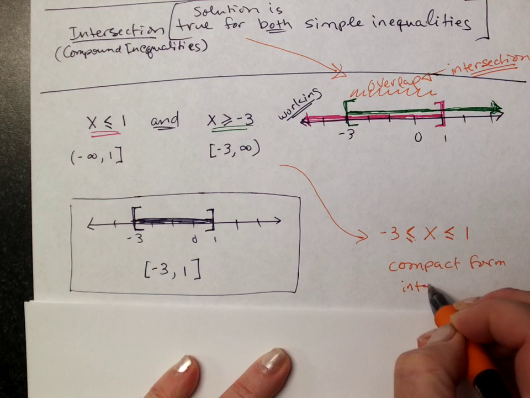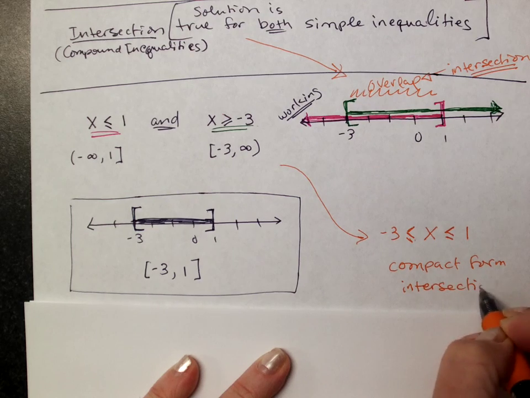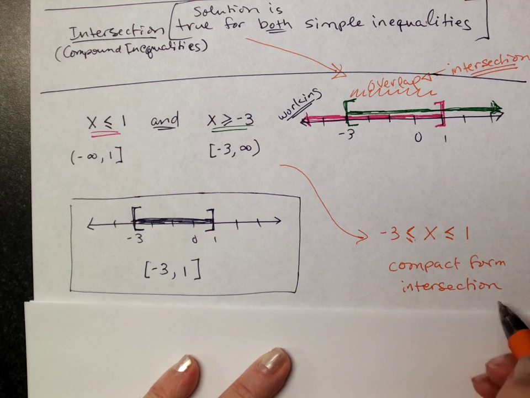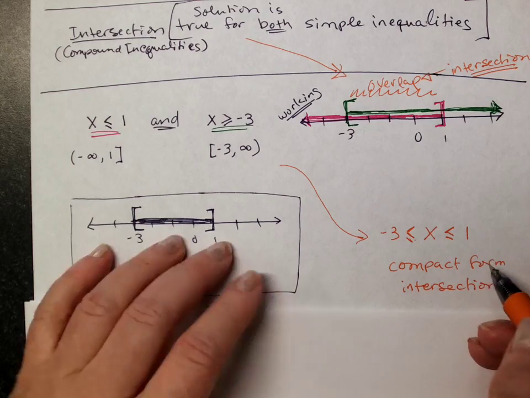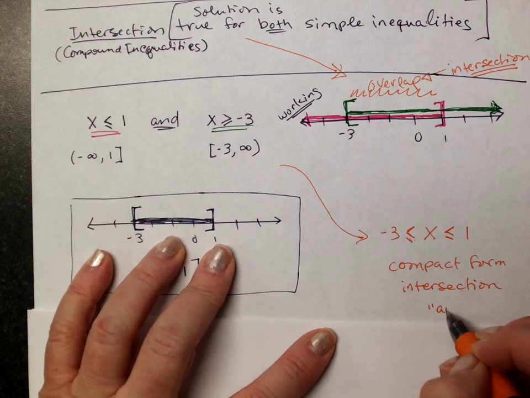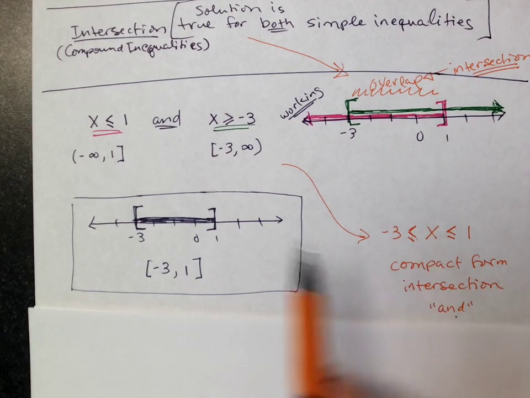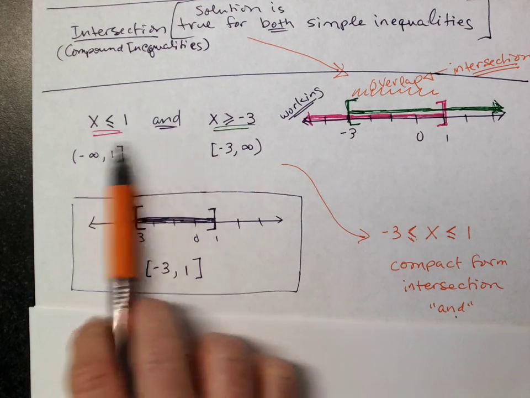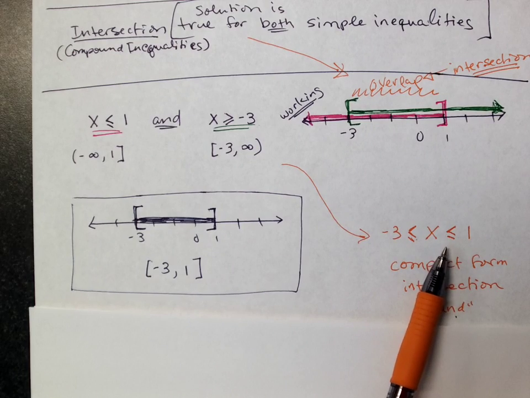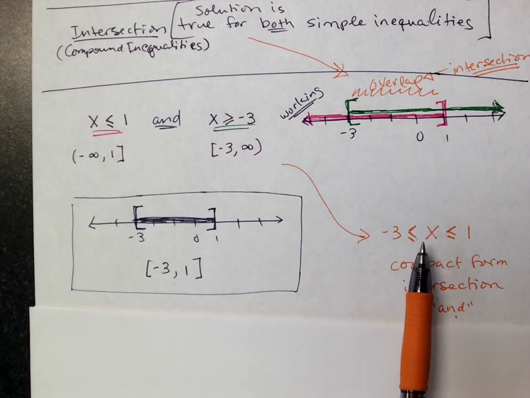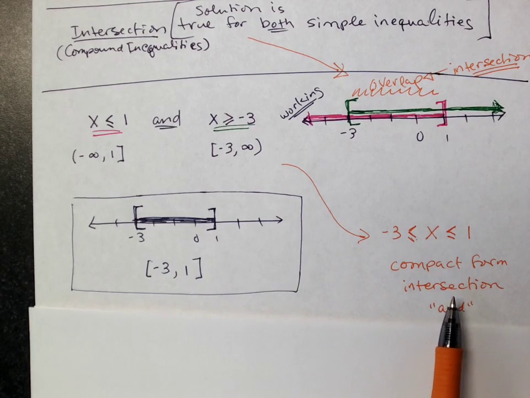Intersection. Okay. So then this form, you don't need the word and, but it is there. So you have to write it in. This one could be written either like this or like this. This is it with the word and, and this is it in compact form. Either way, it is an intersection.